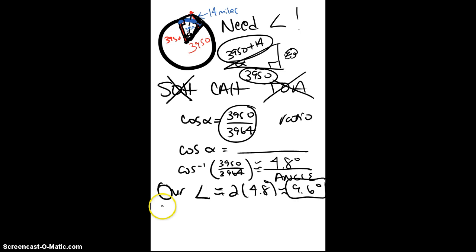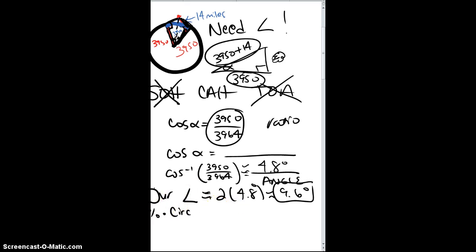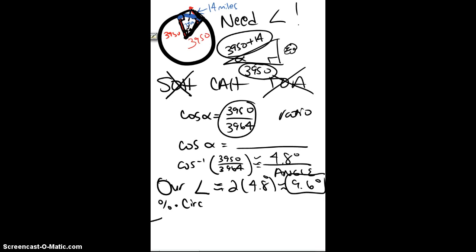All right, so for me, I like to do percent of circumference to do arc length. Sorry, just a second. There we go. All right, sorry about that. So I like to do a percent of circumference. So I would do 9.6 degrees out of 360 degrees to get my percent. Circumference is either pi d or twice pi times the radius. And I just enter that in my calculator.